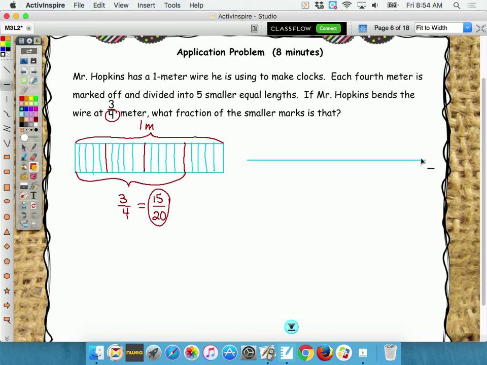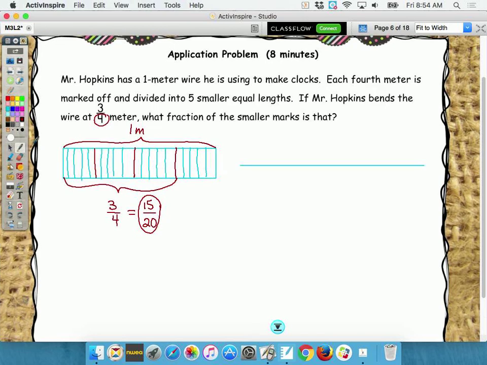So make it pretty long. I wish our pencils were like yours. I know it. And let's start with the end points. What are they? 0 and 1.